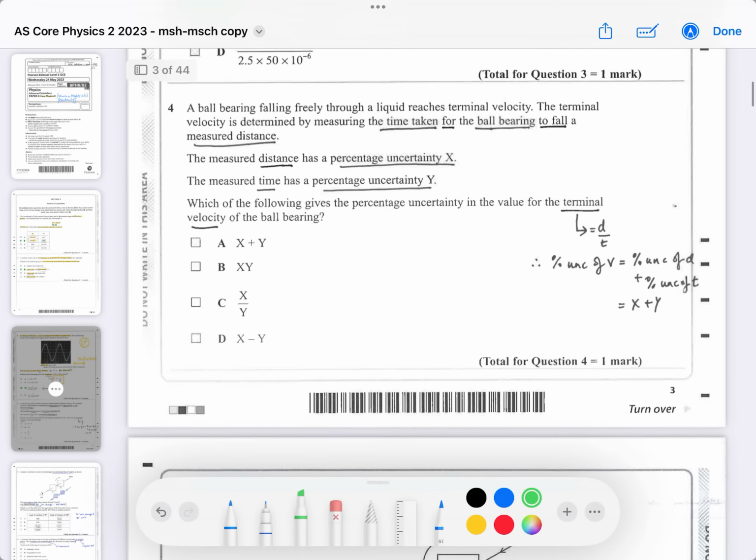Question 4. A ball bearing falling freely through a liquid reaches terminal velocity. So this is another core practical. Core practicals can come in the theory papers like they do in IAL, the International A level, and they can also in IAL come in the practical exam.